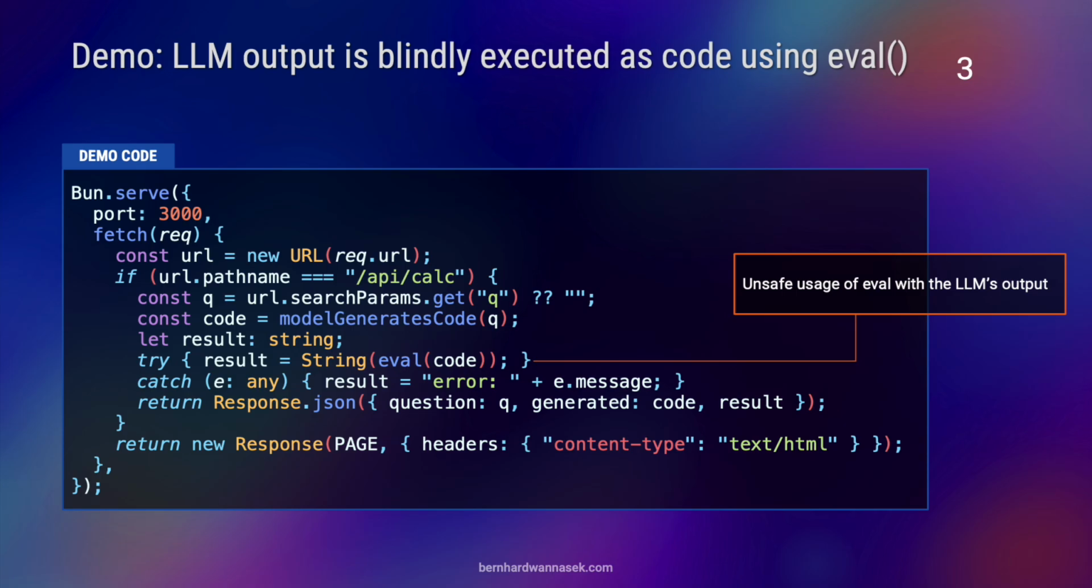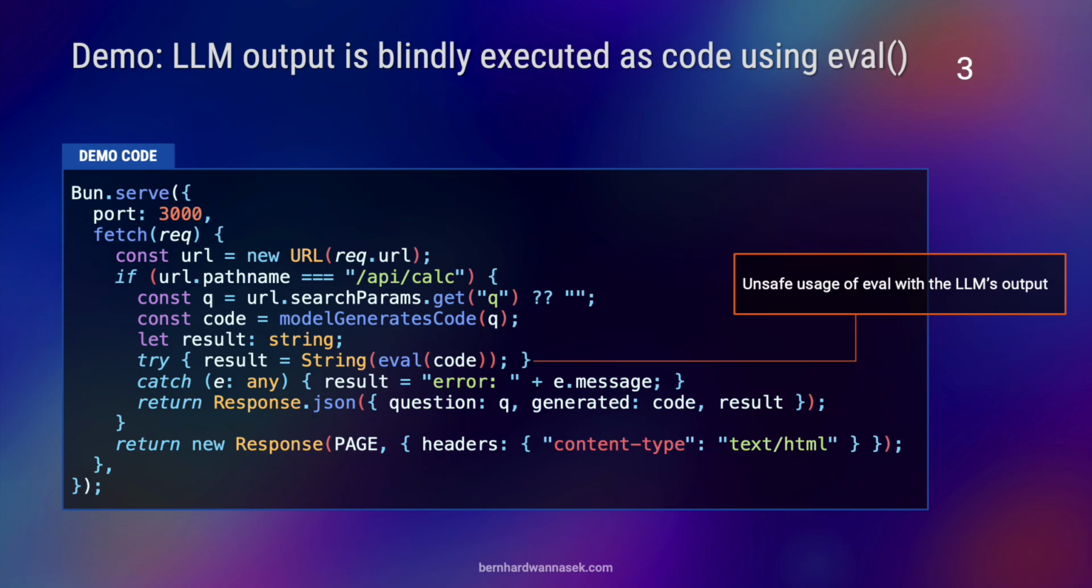Now let's quickly look under the hood and see how such an implementation could look behind the scenes. In this case, we're using Bun.serve to serve this really small demo application on port 3000, and it's basically just taking the param from the user, that is the question, and then sending that question to an LLM, taking the output of that LLM, and then in the highlighted portion of the code, it's using eval to just run the code that was generated by the LLM, which is of course quite unsafe.